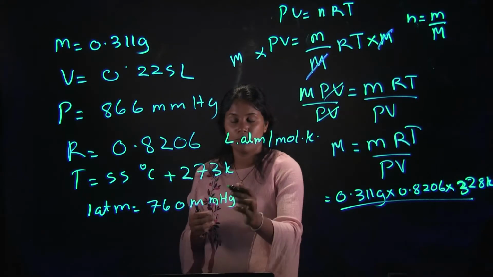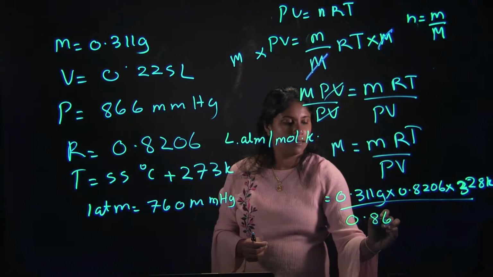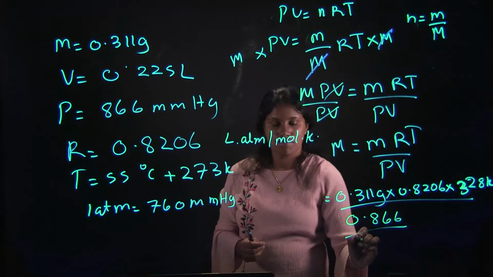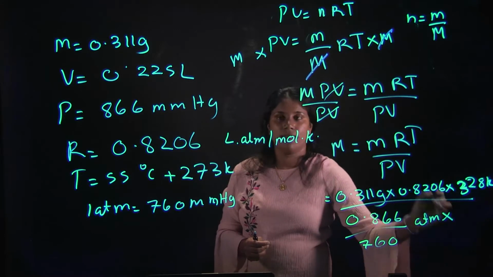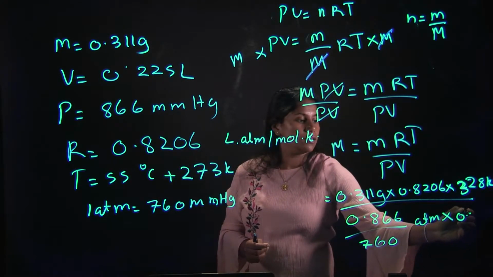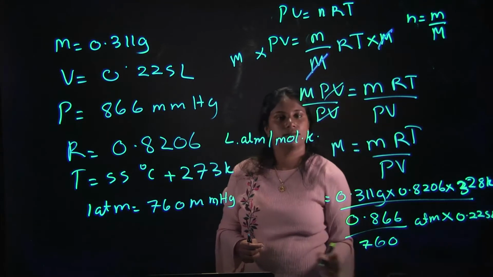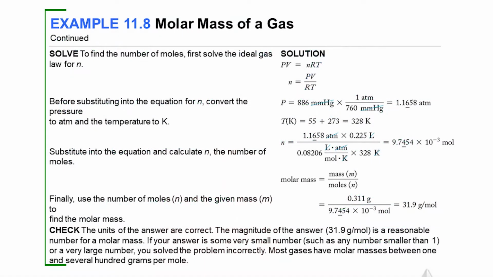The volume is 0.225 liters. So for pressure, it is important to make sure you divide 866 by 760 to convert to atm, and the volume is 0.225 liters. With that, if you look at the answer slide, you will see the molar mass is 31.9 grams.